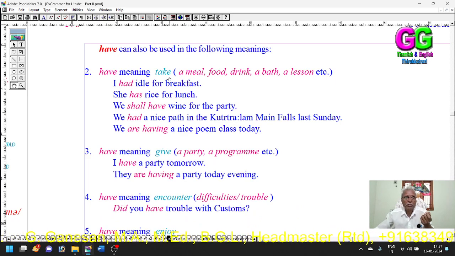Have meaning take: a meal, food, a bath, a lesson, etc. I had idli for breakfast. She has rice for lunch. We shall have wine for the party. We had a nice spot in the Kuttalam main falls last Sunday. We are having a nice poem today. I have given examples in all the three tenses.